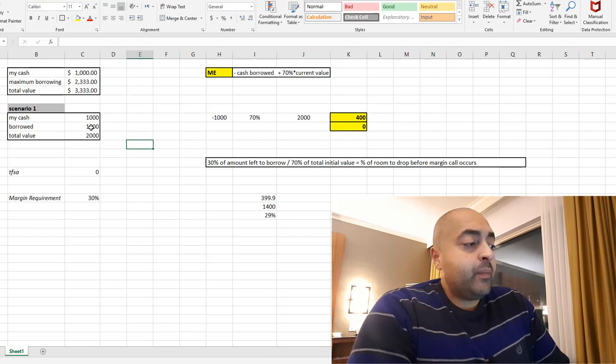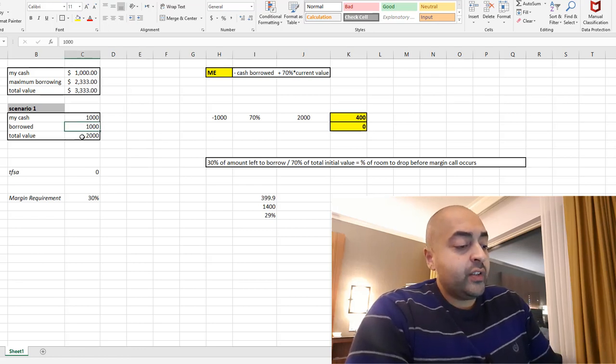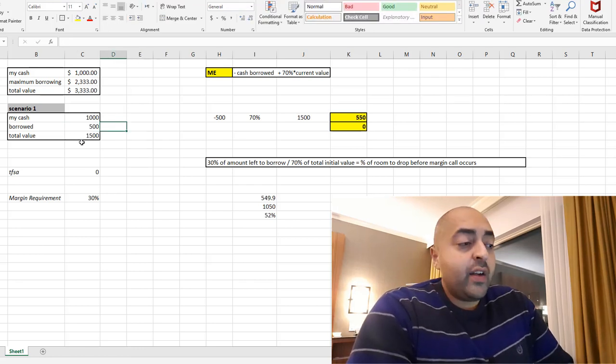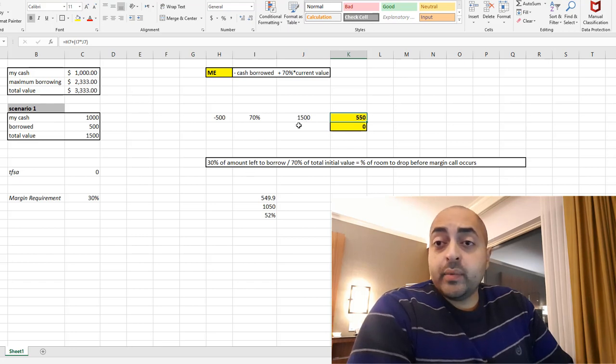Now let's say out of the 2,332 that I can borrow, instead of borrowing 1,000, let's say I only borrowed $500. So total value of my purchase is $1,500. $1,000 is mine, 500 is borrowed. So to begin with, my maintenance excess is 550. So minus the amount that I borrowed, so minus 500, plus 70% of the total value, plus 70% of 1,500 gives me 550. Now let's say this 1,500 drops to 1,000.